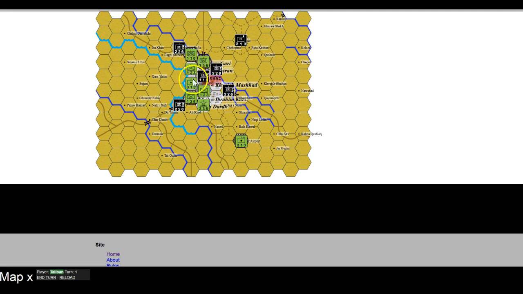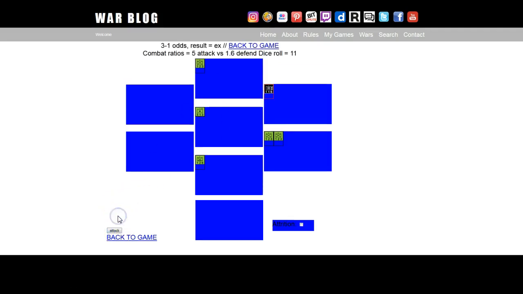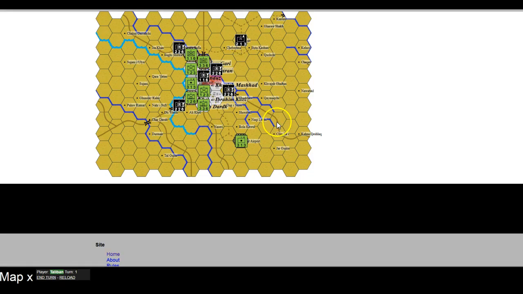Okay, well, what we can do. He's not got any movement. We can possibly try and attack this artillery unit again with the remnants of our movement. 3-to-1 and then exchange. It would have been nice to truly get rid of that. Well, that's that.